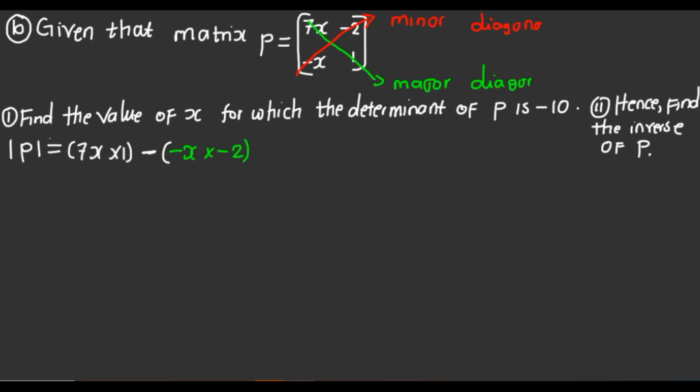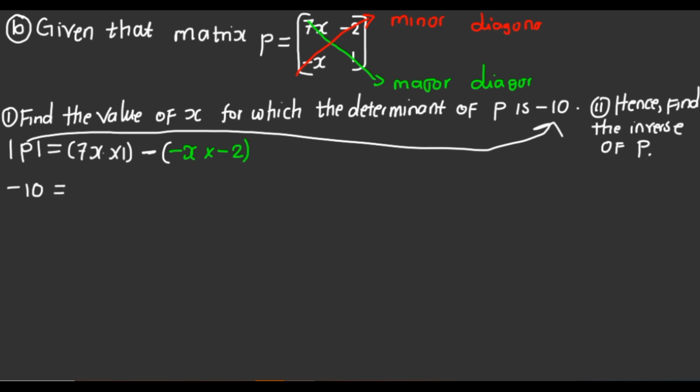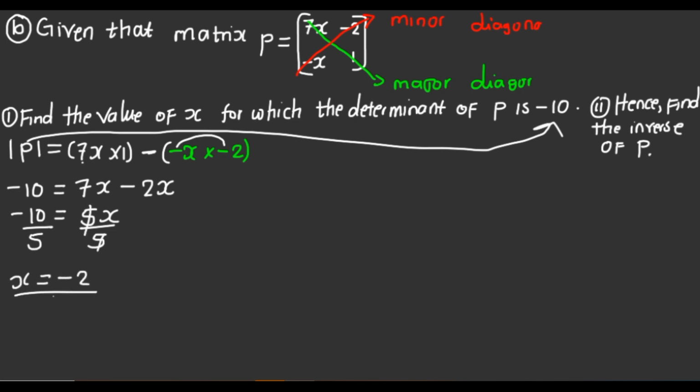Now remember, where there is determinant, we are going to substitute with the value of negative 10, since it's given. Negative 10 is equal to 7x times 1 is 7x minus negative times negative is positive, times the negative outside the bracket still negative. x times 2 will have 2x. 7x minus 2x is 5x over 5, so x is equal to negative 2.